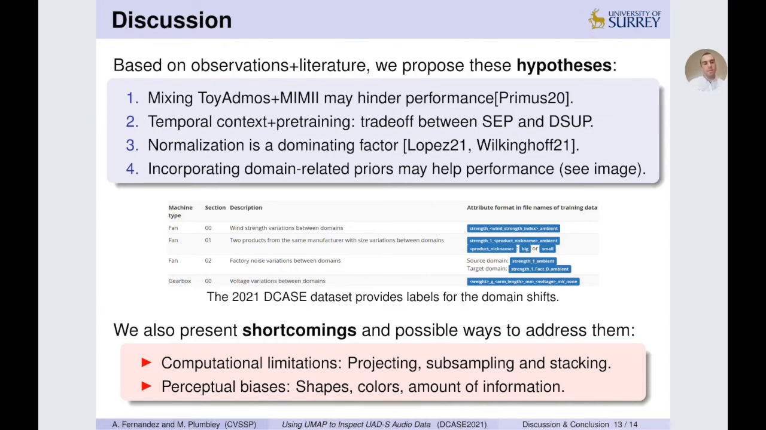We also present some shortcomings from our methodology and possible ways to address them. There are shortcomings related to projecting and subsampling and also stacking the data, which relate to computational limitations of the setup. There are also shortcomings related to the qualitative visual evaluation of the data, mostly perceptual biases.